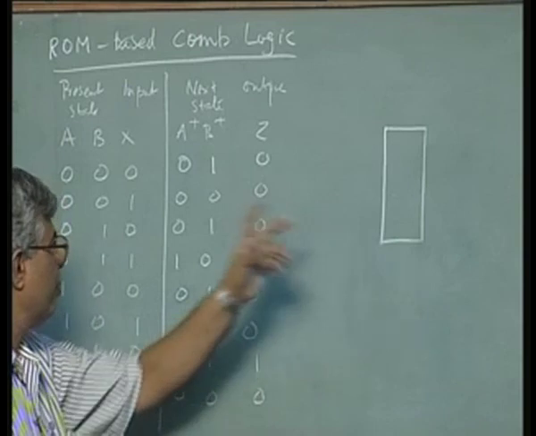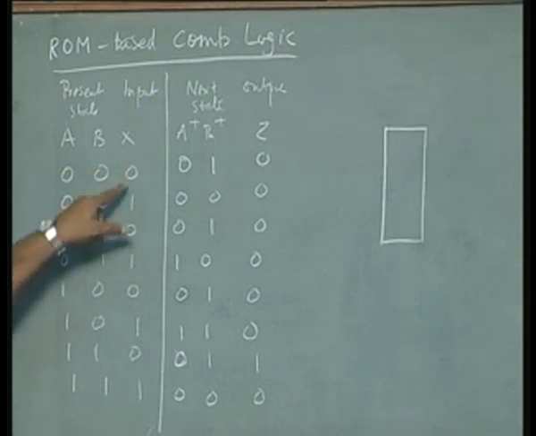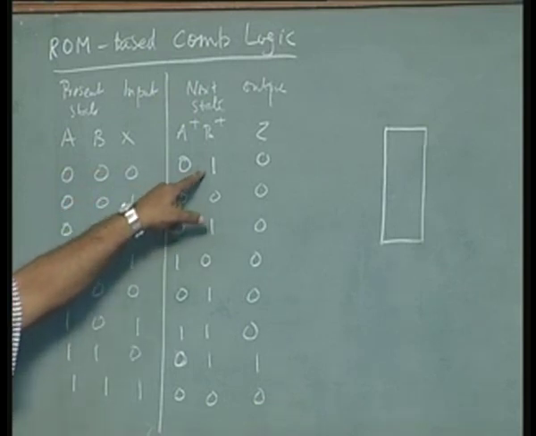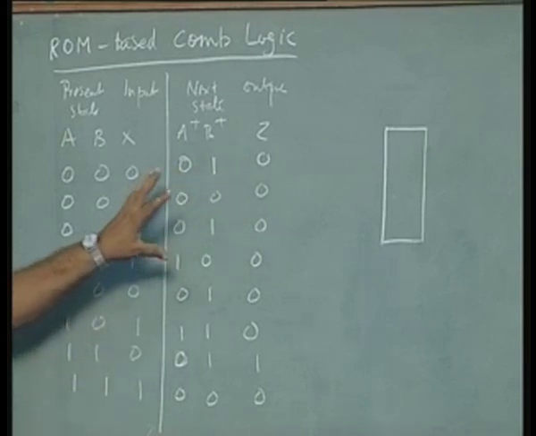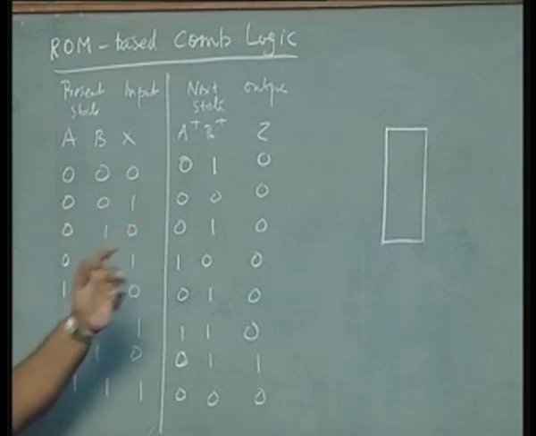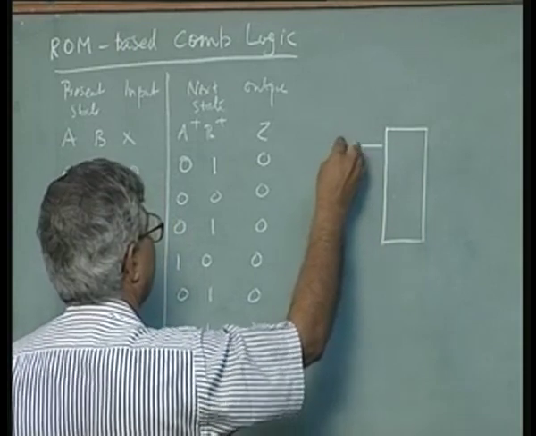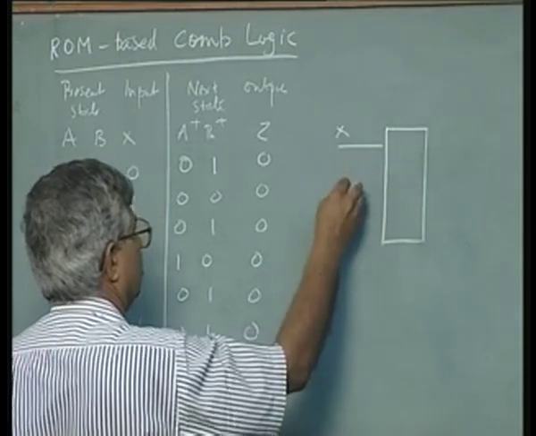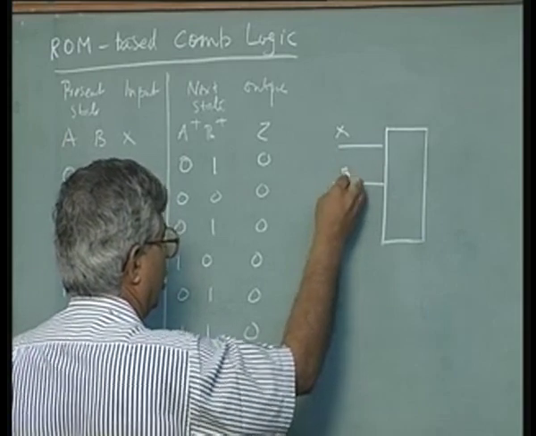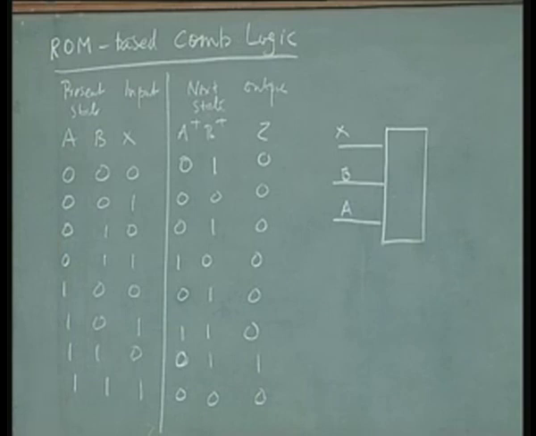What is the size of this ROM? There are only 3 input variables, namely the state variables and the input. For each of these, there must be a corresponding next state and output information. So I need 8 locations in this ROM. There are 3 inputs and 8 words in this ROM, so it is a 3-address ROM. The 3 input variables to the ROM are X, B, A.